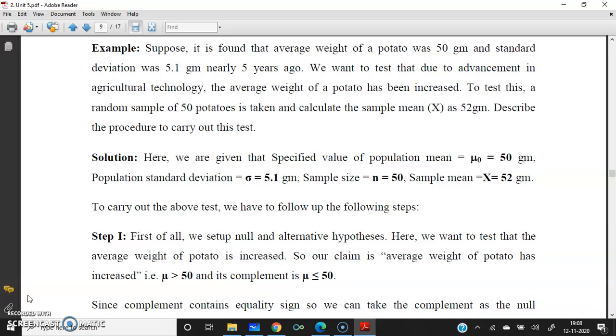Suppose it is found that the average weight of a potato was 50 grams and the standard deviation was 5.1 grams nearly 5 years ago. We want to test that due to advancement in agricultural technology, the average weight of a potato has increased. To test this, a random sample of 50 potatoes is taken and the sample mean x bar is calculated as 52 grams. Describe the procedure to carry out this test.